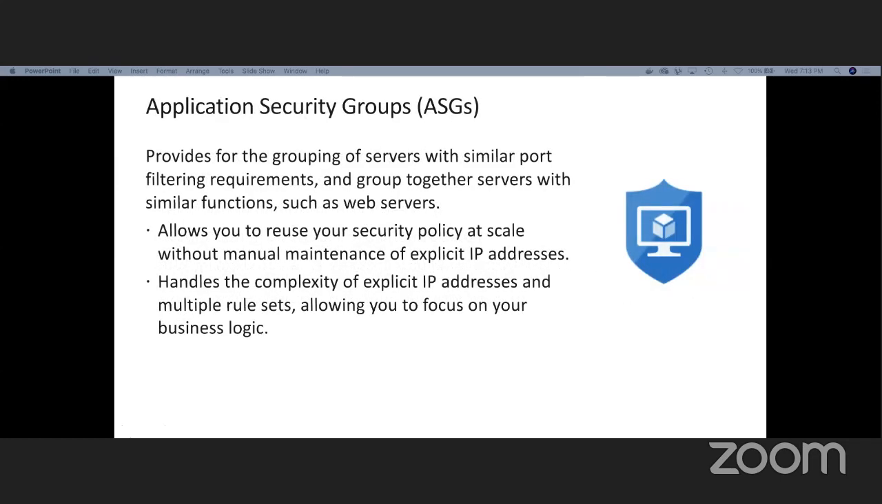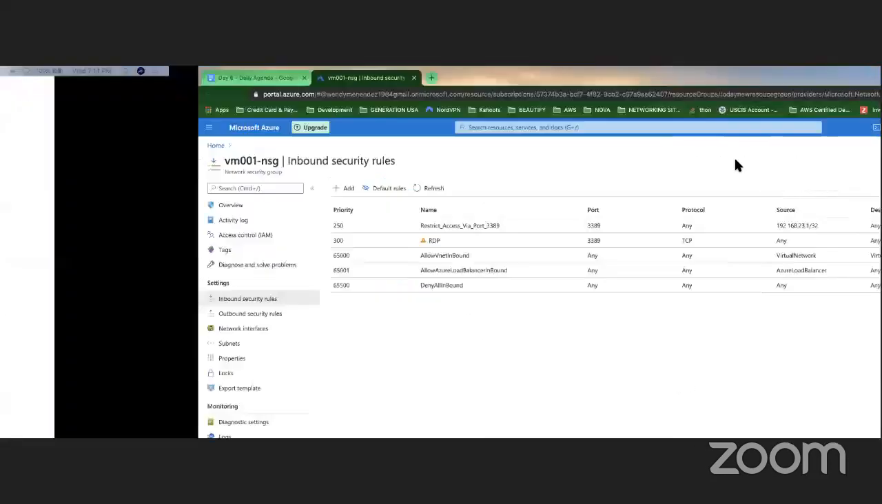Application security groups provide for the grouping of servers with similar port filtering requirements, and group together servers with similar functions such as web servers. Okay. It allows you to reuse your security policy at scale without manual maintenance of explicit IP addresses, and handles the complexity of explicit IP addresses and multiple rule sets, allowing you to focus on your business logic. So you don't have to worry about security. You just worry about making your business more effective for your customers.